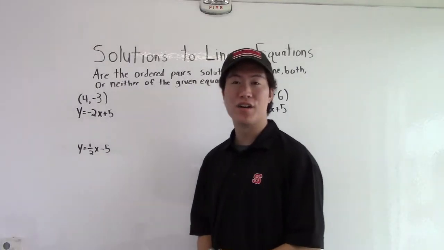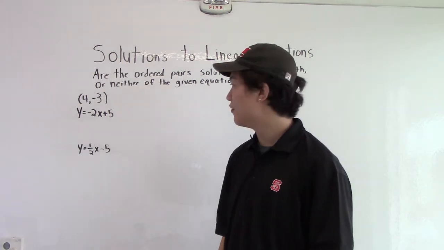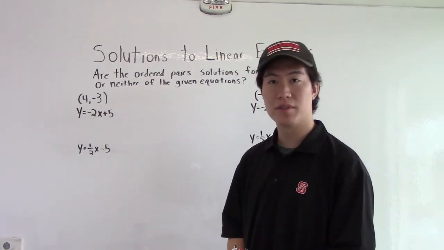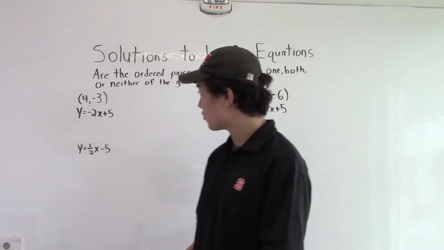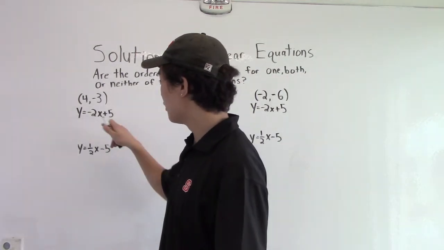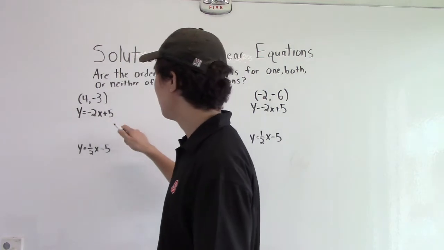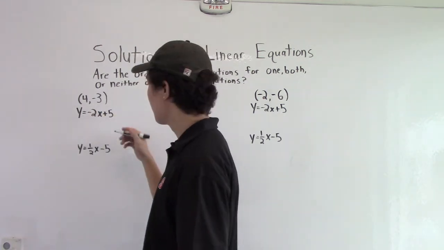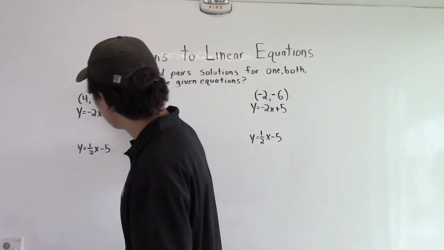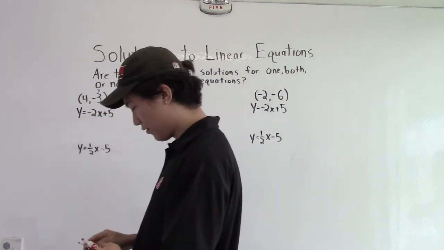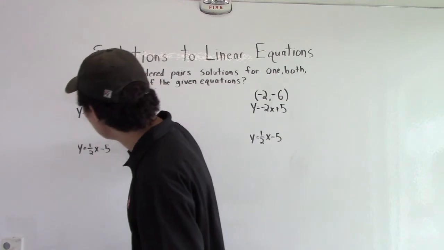Alright, so I hope you had a good time trying to figure out the answer to these problems. Let's go through them. We're going to solve these algebraically. We're going to start with the first one, y equals -2x plus 5, and the ordered pair (4, -3). As we know the x and the y, the y value is -3 and the x value is 4.